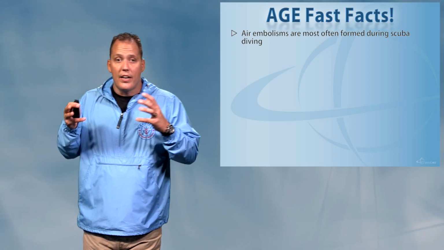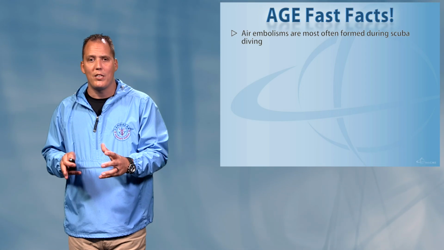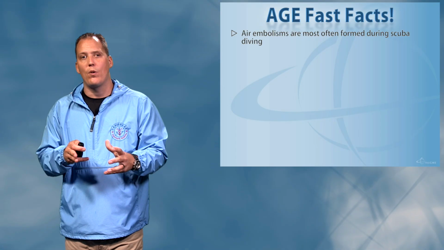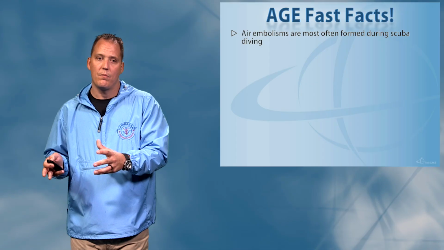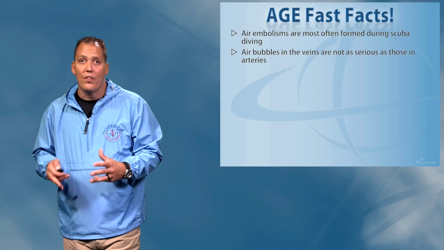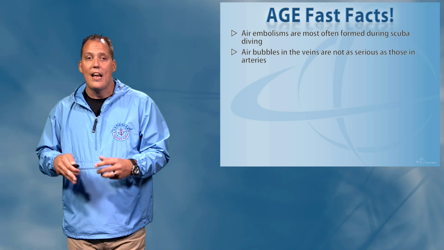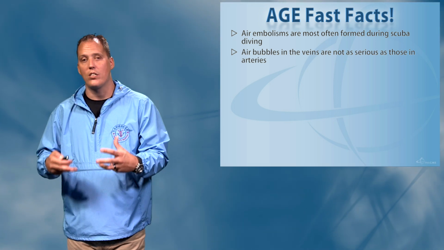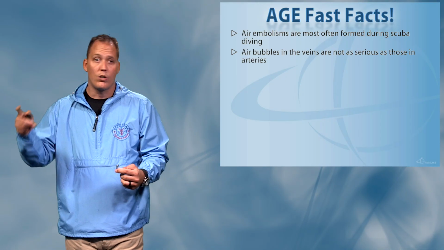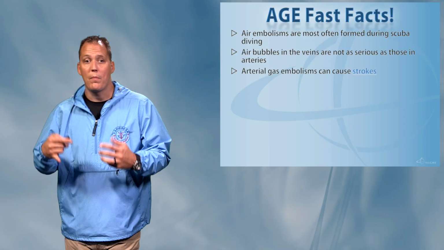So the arterial gas embolism fast facts. Here are things you need to know. First, air embolisms most often form from scuba diving. That's our number one cause. The big thing is that air bubbles on the venous side are not as severe. We've talked about that with decompression sickness. The arterial side is what causes the most danger, because why? They can go to your brain and cause a stroke, or go to your heart and cause a myocardial infarction, or heart attack.